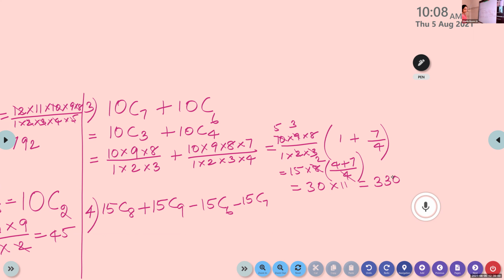Now look at the next one. 15C8 plus 15C9 minus 15C6 minus 15C7. What is the final answer? Krishna Gandhi, what is the answer? 0. Here there is no need to evaluate, isn't it? 15C8 we can write as 15C7. 15C9 we can write as 15C6. Let these two things be as such. Now these two will get cancelled, these two will get cancelled, it will be 0. No need to evaluate the whole thing.